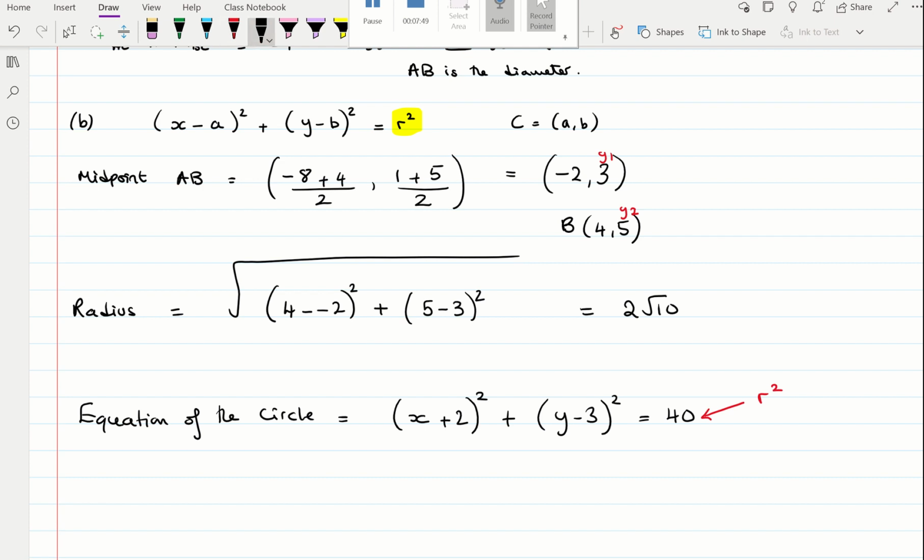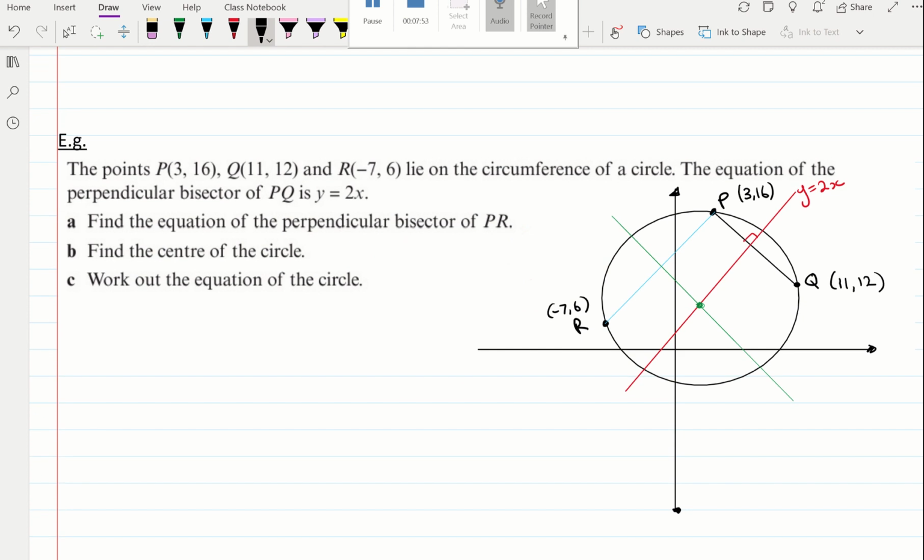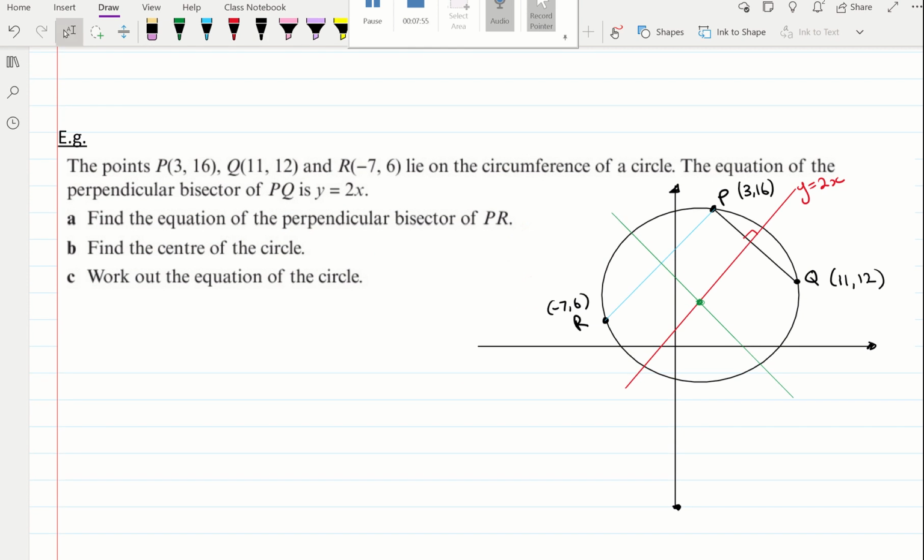And that's the equation of the circle. And the second example says the points P, Q, and R lie on a circumference of a circle. The equation of the perpendicular bisector of PQ is y equals 2x. Find the equation of the perpendicular bisector of PR.